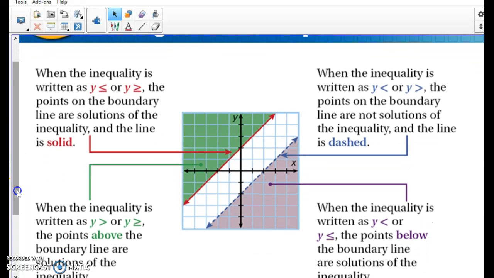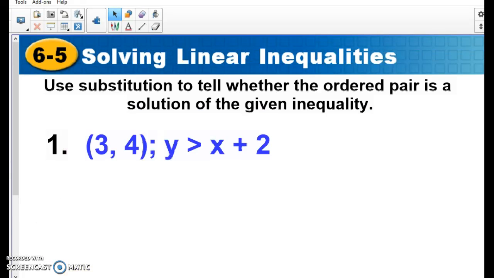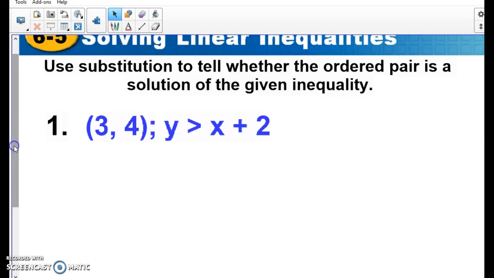Okay, when the inequality is written as y is greater than or y is greater than or equal to, you need to shade the points above the line. When you have something that says y is less than or equal to, you shade the points below the line. So pretty much graphing the lines and then doing some coloring. Otherwise, it's pretty much exactly the same as what we did before when we graphed lines.